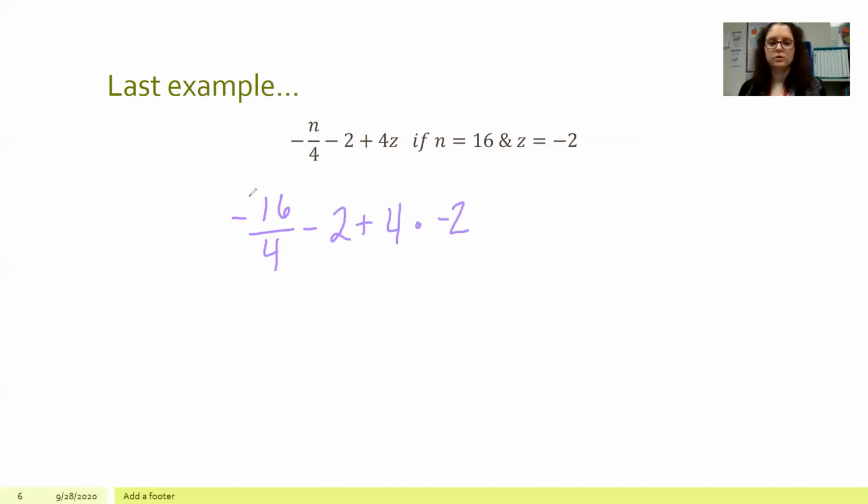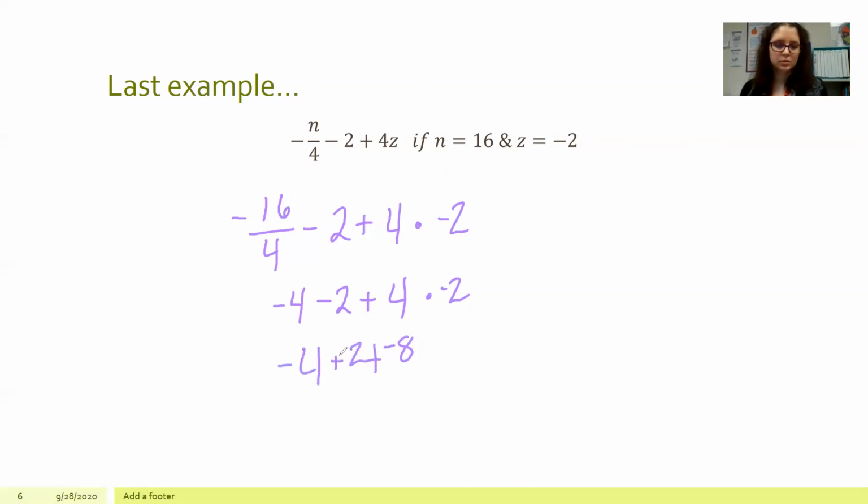Okay, order of operations says left to right. Division will come before multiplication in this case. So negative 16 divided by 4 is negative 4 minus 2 plus 4 times negative 2. So 4 times 2 is 8. A positive times a negative is a negative. Negative 4 minus 2 plus negative 8.